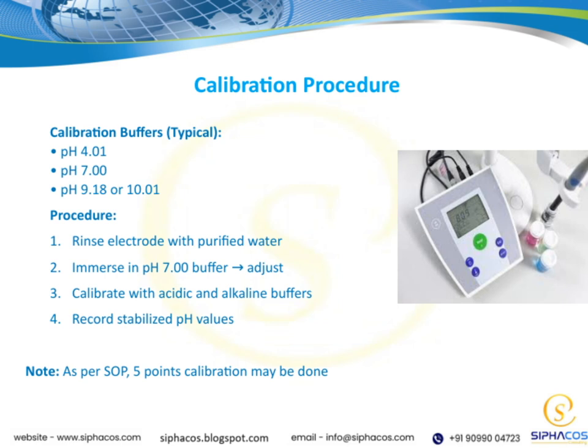Remember, it's important to record the stabilized pH values at each step to ensure your calibration is reliable. This process helps us maintain measurement accuracy and consistency, which is vital for the integrity of our results. Proper calibration connects directly to our overall goal of obtaining precise and reproducible data, so taking the time to do it correctly is always worth it.